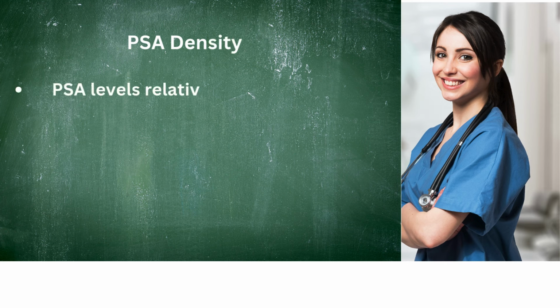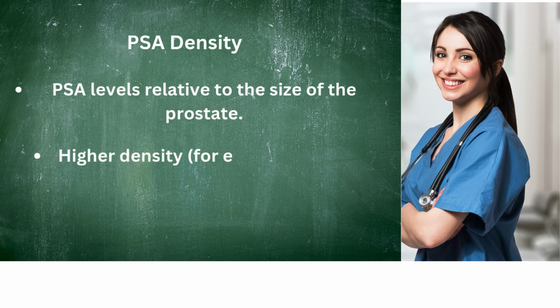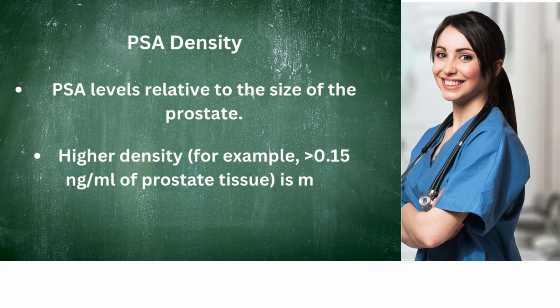The third metric is PSA density. PSA density looks at PSA levels relative to the size of the prostate. Higher density, for example, greater than 0.15 nanogram per milliliter of prostate tissue, is more likely linked to cancer.